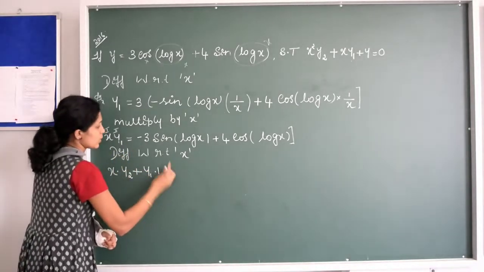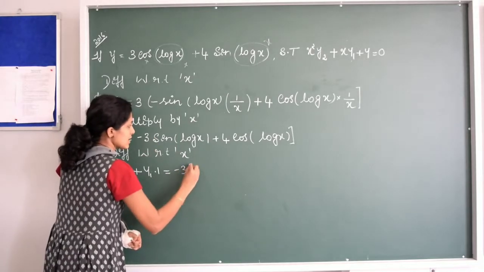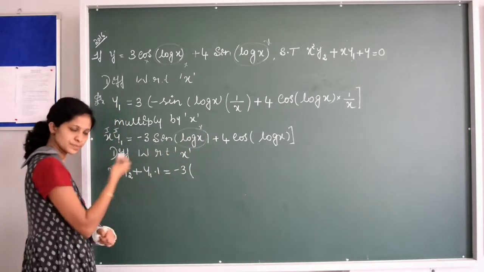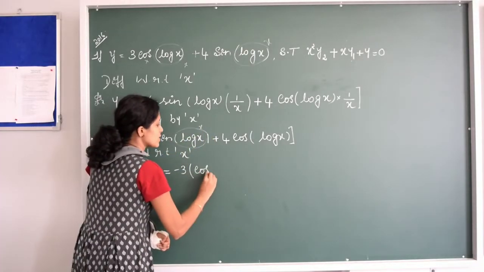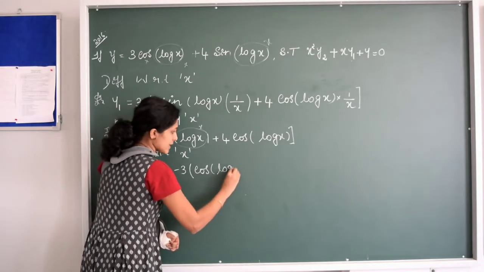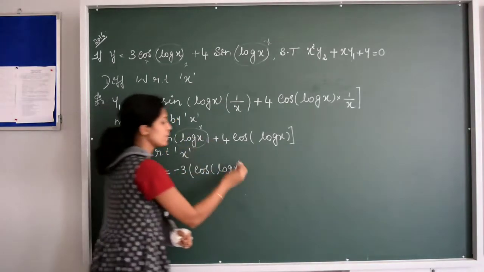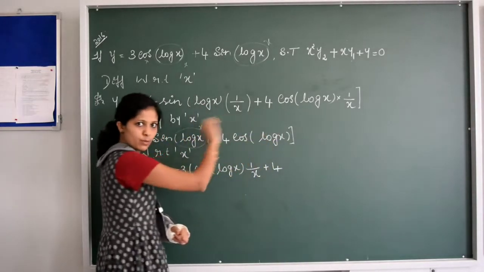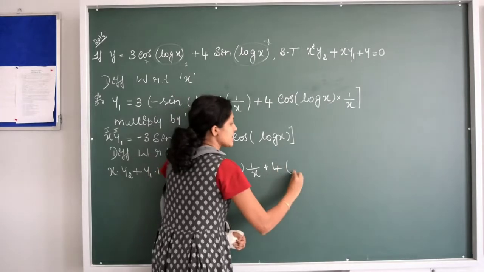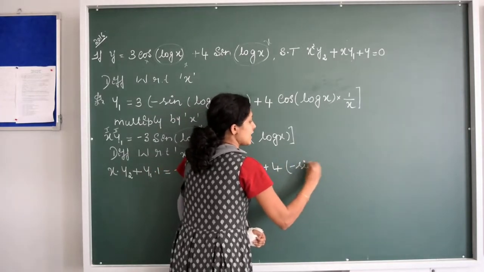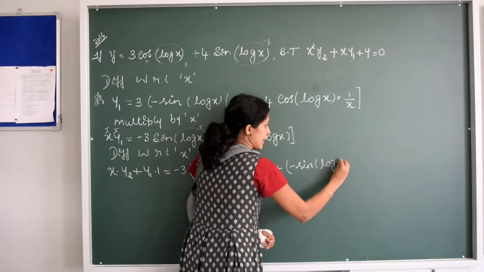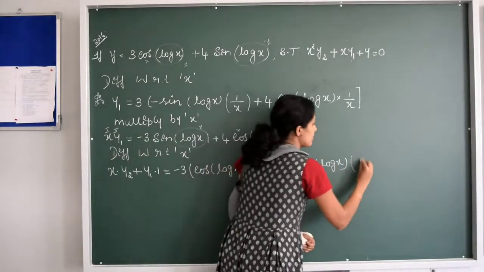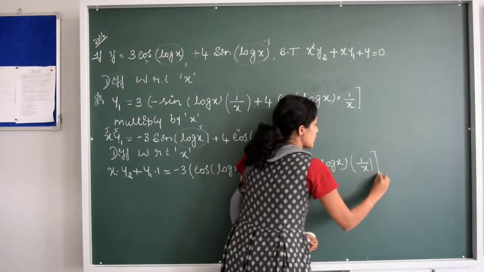x as it is, the derivative of y1 will be y2, plus y1 as it is, the derivative of x will be 1. So this is equal to, again here minus 3 I will keep as it is, into, again this is of the form sin x. The derivative of sin x will be cos x. So I can write cos of log x, and here also the derivative of log x will be 1 by x, plus 4 into, here again it's of the form cos x, the derivative of cos x will be minus sin x. So this is now minus sin of log x, and then we are done with this one. The derivative of log x will be 1 by x. Clear? Here also 1 by x is there.